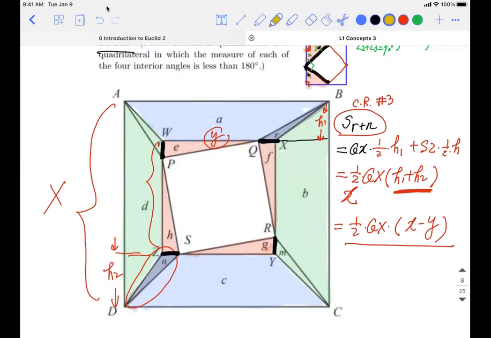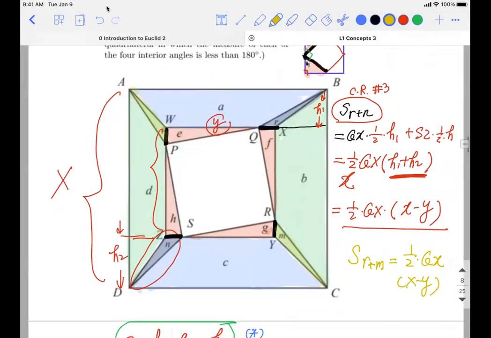Okay, if R plus N is 1/2 QX times X minus Y, this guy, I'm going to change to a different color, maybe yellow. So this guy, my S and my M, they are exactly the same thing, right? So that being said, my R plus M also equals 1/2 QX times X minus Y, because they're pretty much the same thing. If you rotate your screen 90 degrees, they are exactly the same thing.